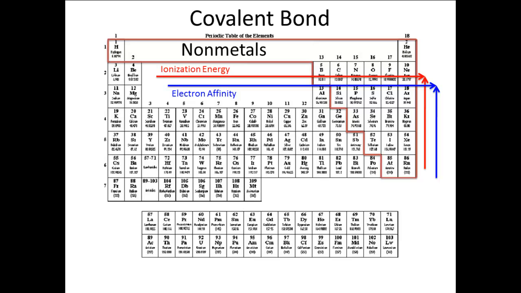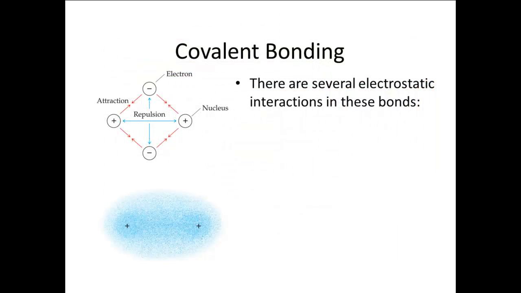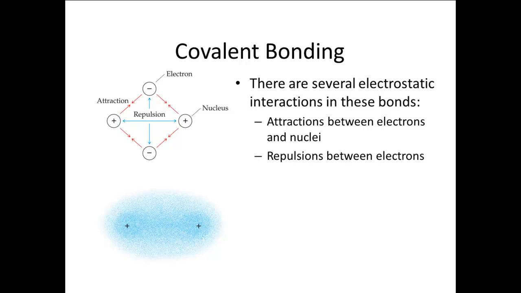So how does this happen? There are several ways the positively charged nuclei and the negatively charged electrons interact with each other. First, there are attractions between the electrons and the nuclei of the atoms, because opposite charges attract each other. There are repulsions between the electrons, because like charges repel each other. And there are also repulsions between the nuclei of the atoms.